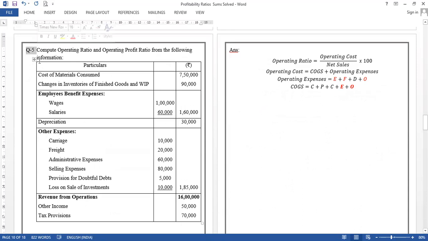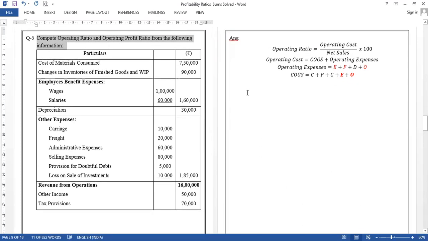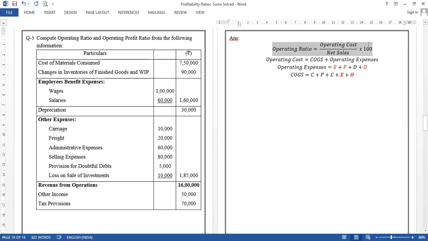Question number 5. Compute operating ratio and operating profit ratio from the following information. This question will be really very important to understand. Let us try it. Because we are asked to calculate operating ratio, the formula for operating ratio is operating cost upon net sales into 100.